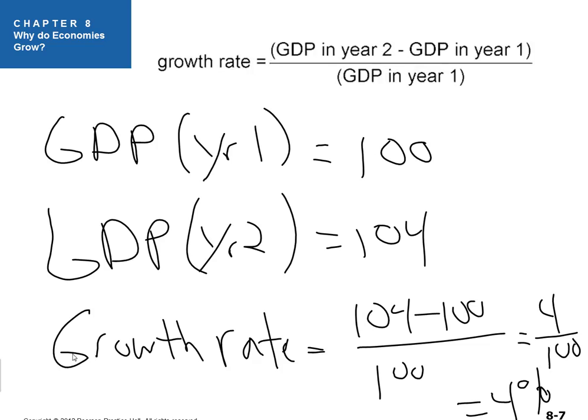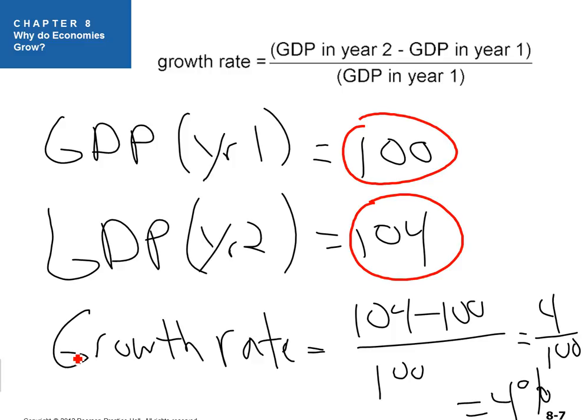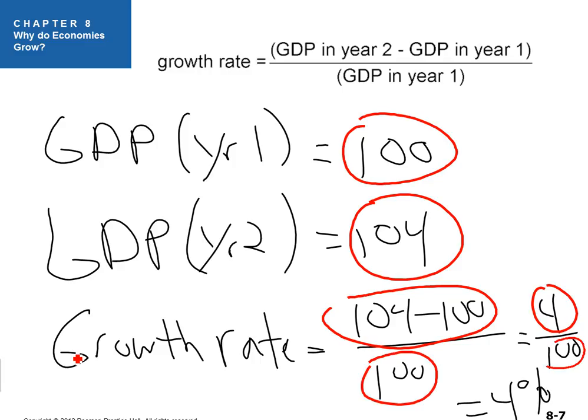Okay. So let's calculate growth rate from year one to year two. All you have to do is take the GDP per capita in year one, GDP per capita in year two, and subtract them. 104 minus 100 is 4, and 100 is the base year GDP. So that's in our denominator here. So 4 divided by 100 is 4%. That's pretty easy. The growth rate is 4% from year one to year two.